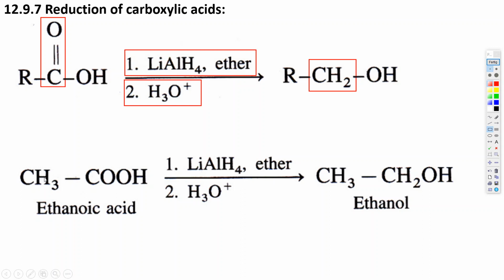Example: acetic acid, CH3COOH, in the presence of lithium aluminum hydride followed by ether and acid hydrolysis. The C=O becomes CH2, and the major product is CH3CH2OH, which we call ethanol or ethyl alcohol. These reactions we discussed in today's lecture. The next topic we will discuss in the next lecture.